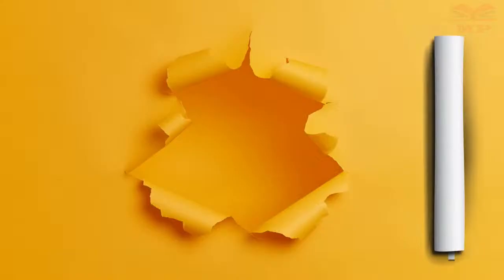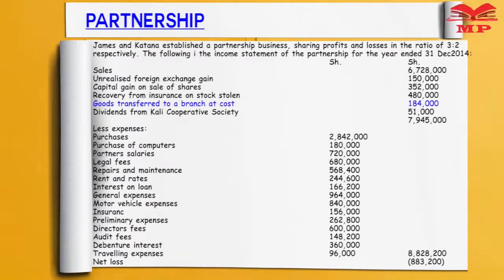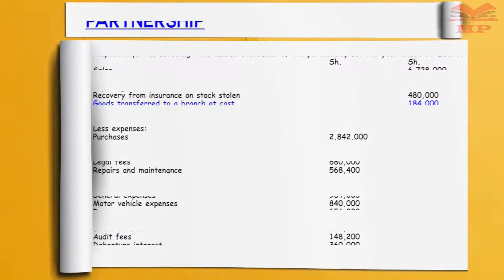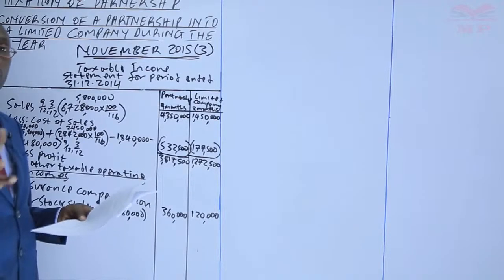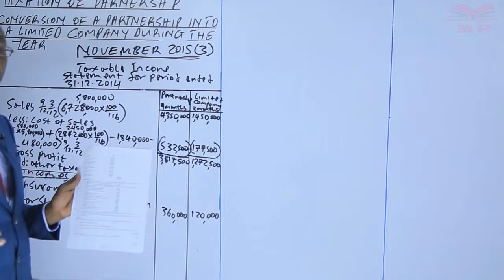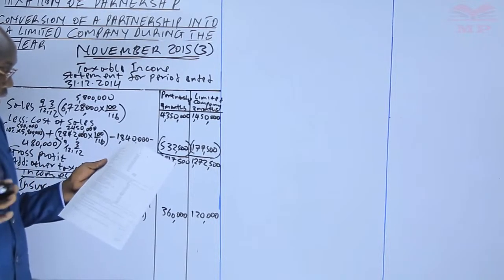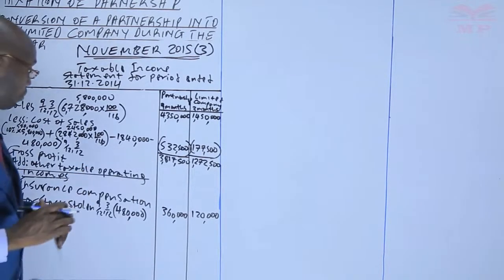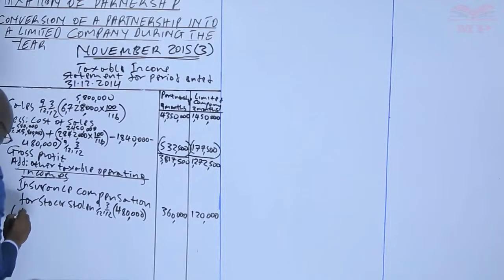We continue. After the recovery from insurance on stock stolen in the income statement, there is goods transferred to a branch. That is not a sale. You're just moving your goods from one place of the business to another, from the head office to the branch. Nothing. Dividend from a cooperative, that's an investment income. Here we want only the operating. After that, we have the expenses. You need to confirm with additional information whether you have an income. But if you look at all of them from number 1, 2, 3, 4, 5, 6, 7, there is no income whatsoever. So meaning, we can now leave it.